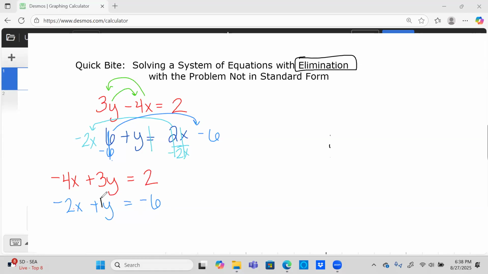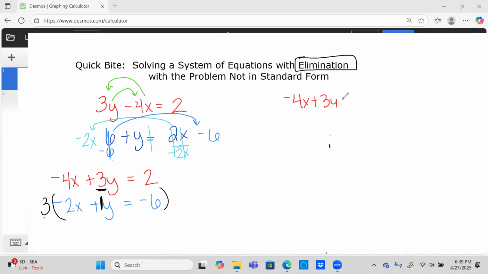And I know there's an invisible 1 on this bottom y. And I'm going to multiply this by 3. You want them to be the same. So since this one is a 3, I'm going to multiply this whole bottom equation by 3. Okay, so I'm going to leave the red one alone.